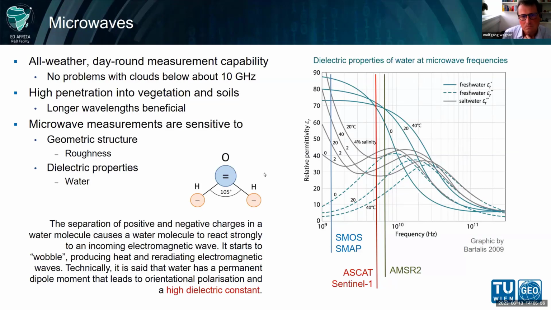The reason why microwaves are particularly sensitive to the water content is because water molecules have a permanent dipole moment, where the charges are separated between the oxygen and the hydrogen. So if there is an applied external electromagnetic field, those water molecules start wobbling and basically react to the applied field by re-emitting radiation, which is then being seen by the radar, respectively by passive microwave sensing techniques.